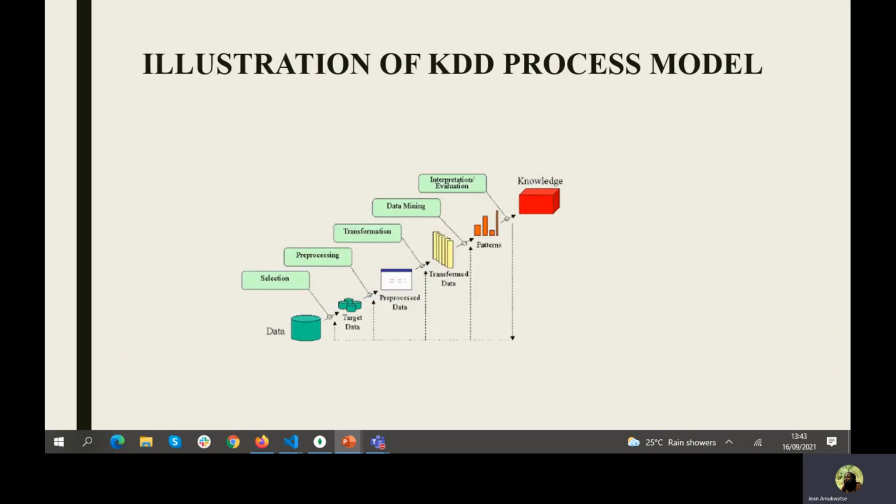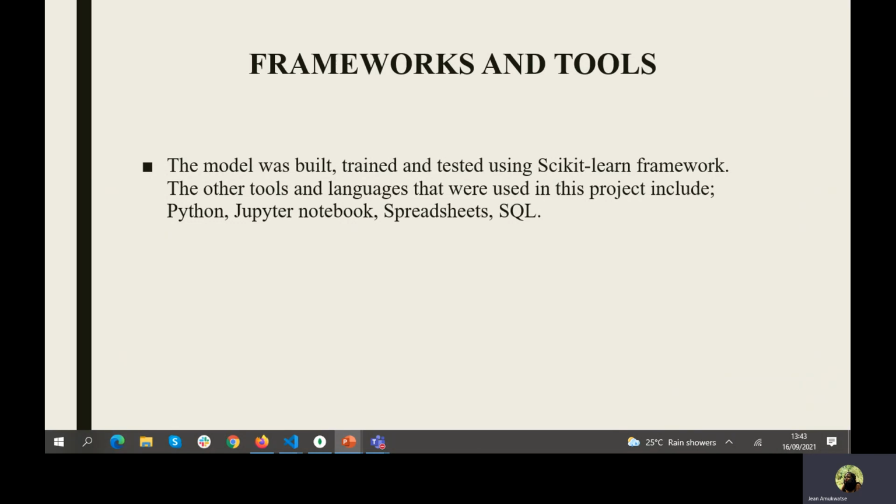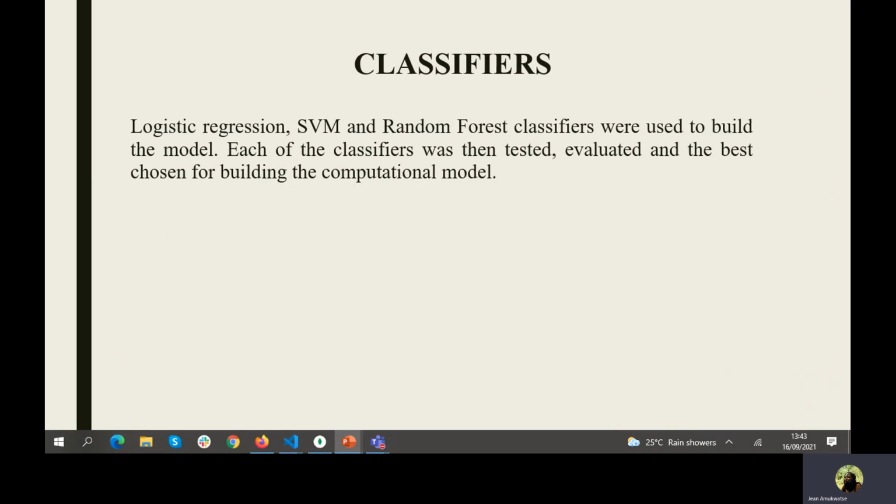So our methodology, one key thing, we are using machine learning. Those are binary classification algorithms, and the key tools are Python, Jupyter notebooks, spreadsheets, and SQL. And then the classifiers: during data exploration, we tried logistic regression, support vector machines, and random forests.